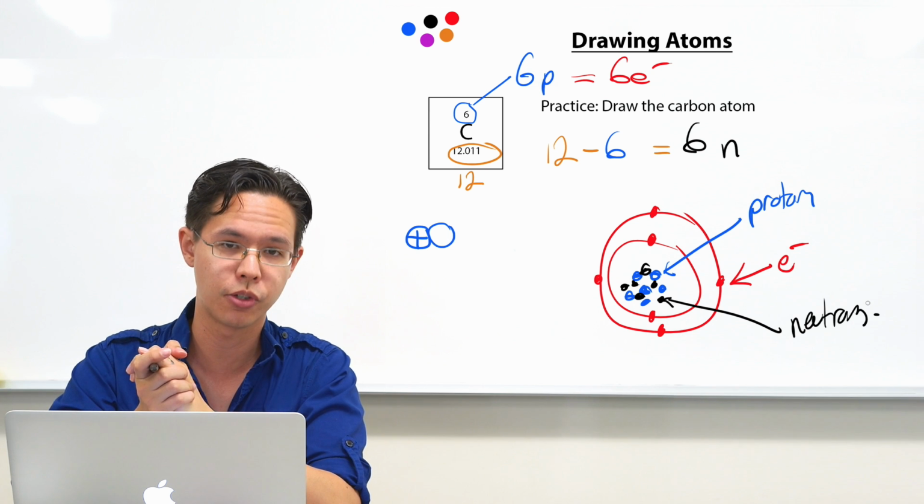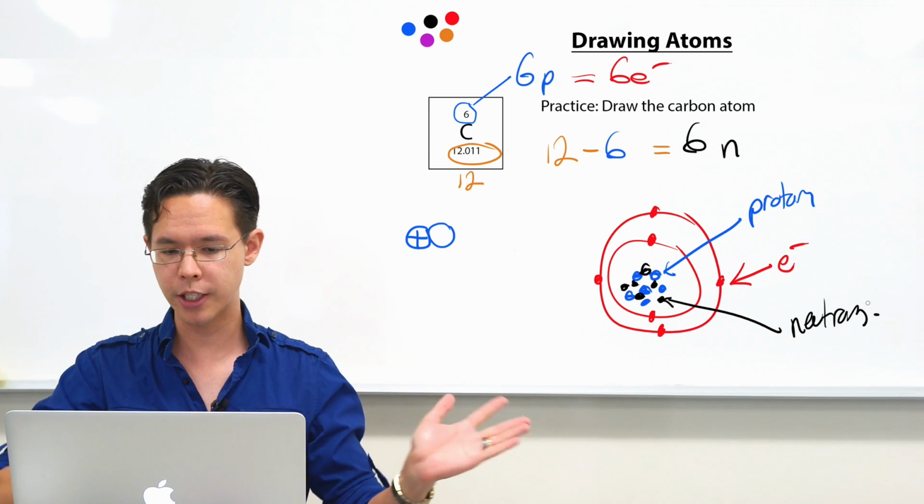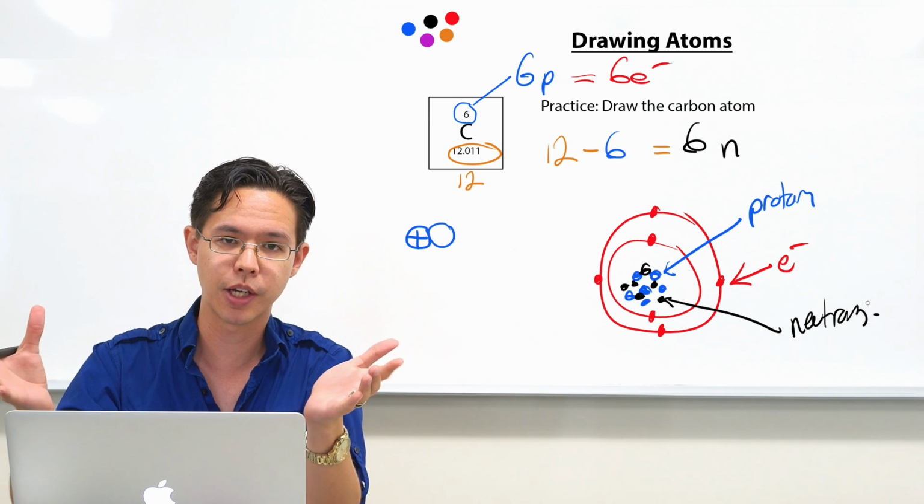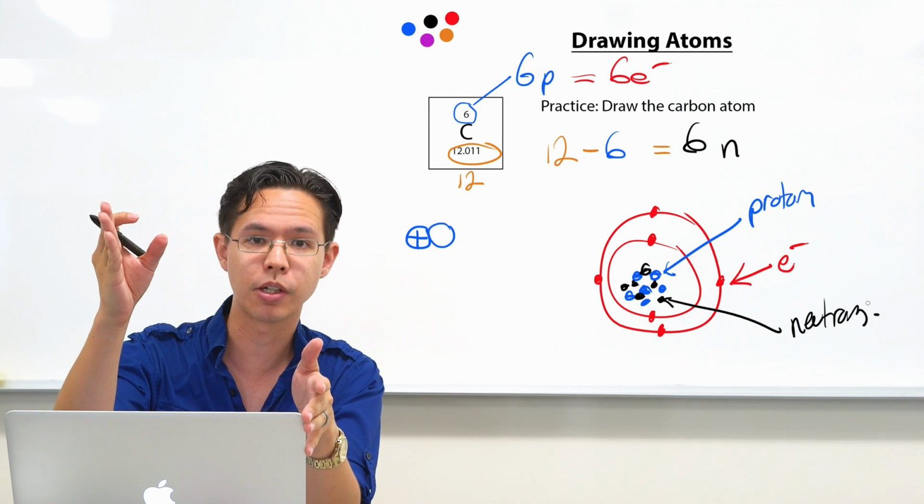Okay, there you have it. Very simple and quick and easy to do. If you watch my video on electron configurations, there's a trick. You can find a bunch of extra tricks to figure out what the configurations are just by looking at where the element is on the periodic table.